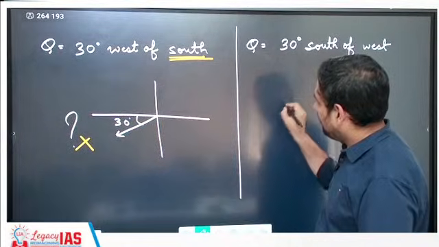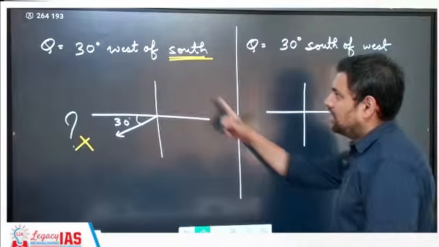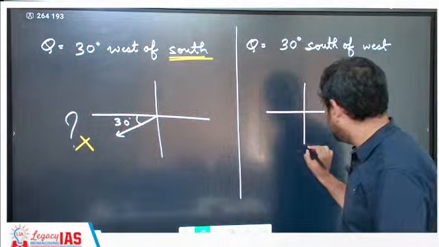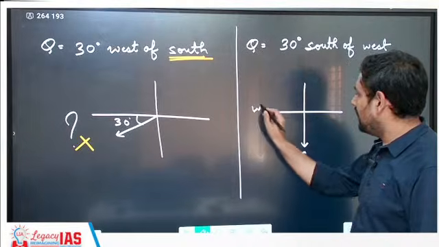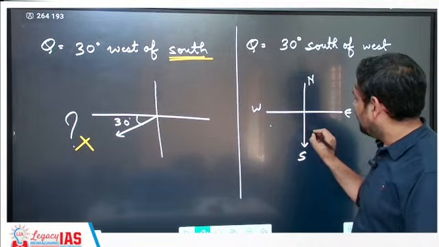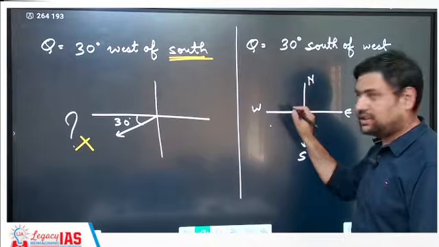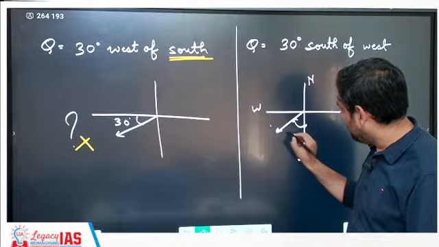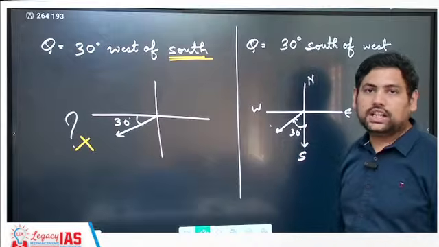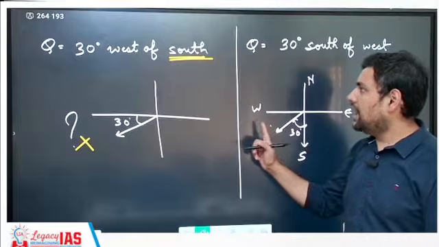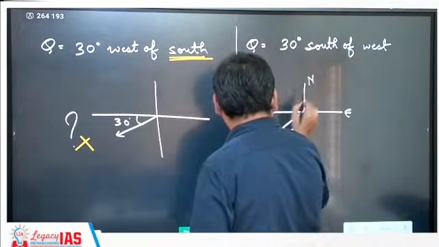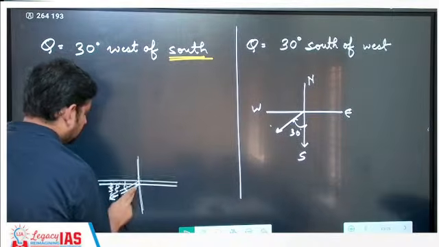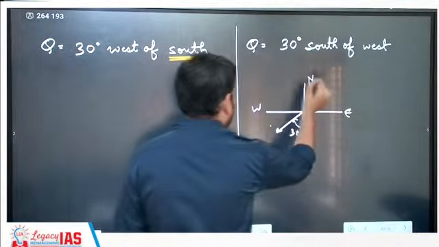The correct diagram would be this. See, the correct diagram for 30° west of south: first I go to south. I start sitting here, that is in the south. Then from south I have to go west. How much angle? 30°. So it will look something like this. This is the correct diagram for 30° west of south.